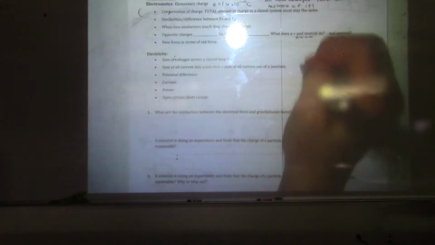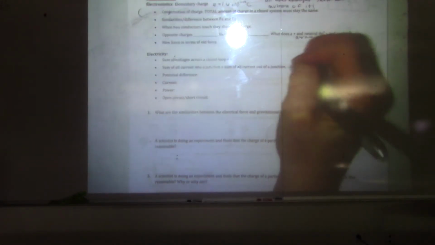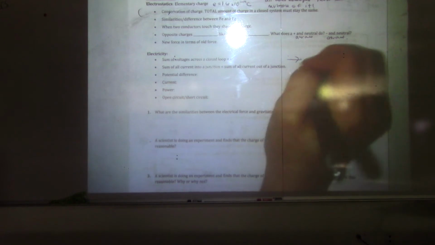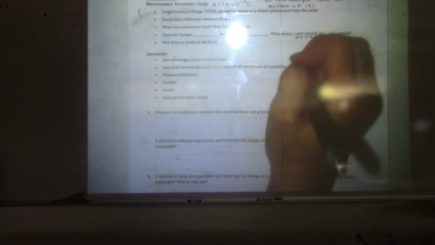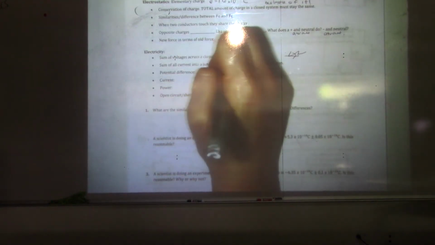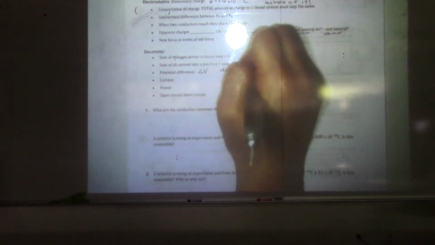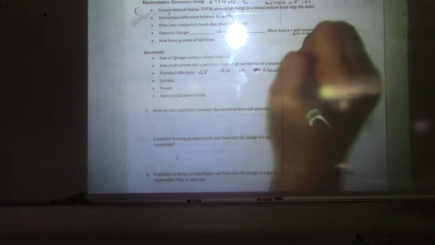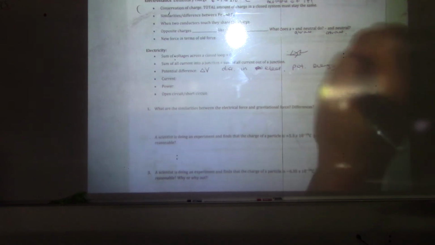When you have an intersection or a junction, all the current in must equal the sum of all of the current out. So if you have 5 amps coming here and it splits up, doesn't matter what they split up into, but they better add up to 5. Potential difference is just asking for voltage. Remember, the definition of voltage is the difference in electrical potential energy between 2 points.